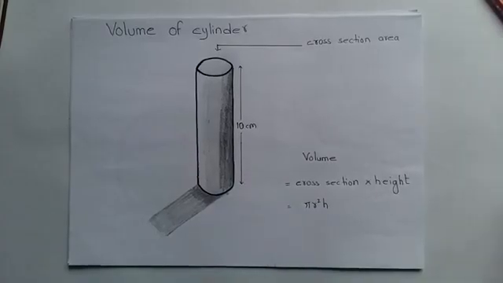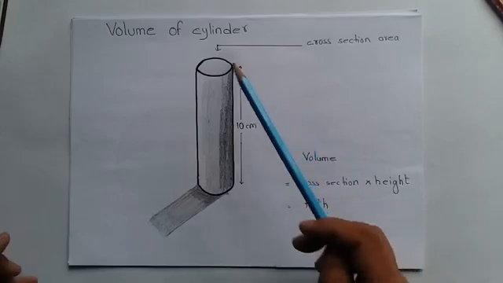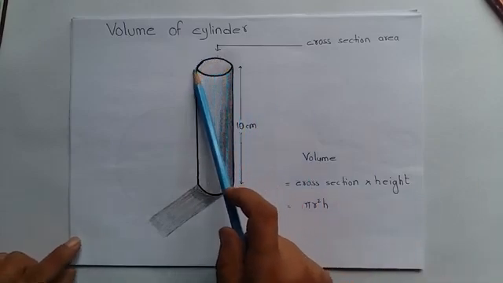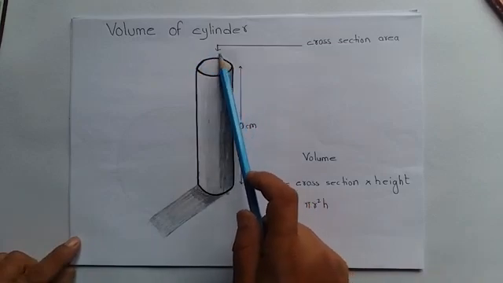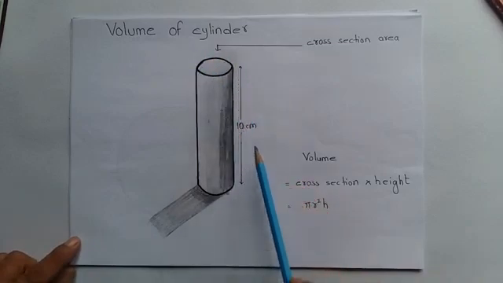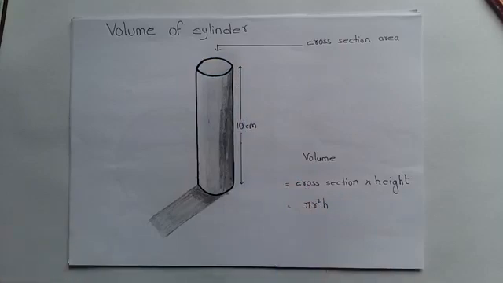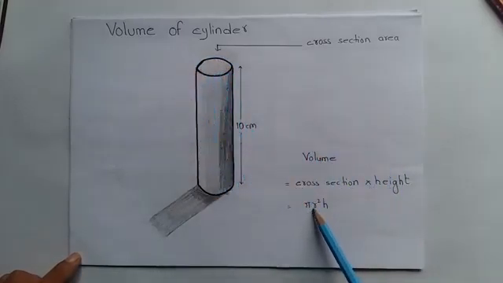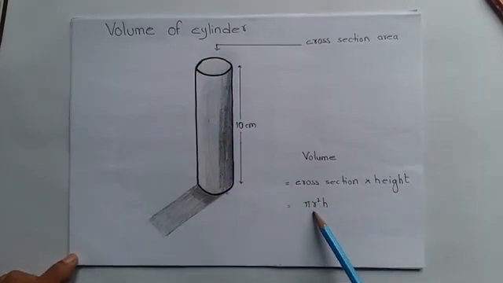Here we have a cylinder. I tried to give it a 3D look, but it's not exactly that. It is a regular object, and to calculate the volume of a cylinder, this area is called cross-section area. We multiply the cross-section area with the height. The length of the cylinder is called the height. So volume of a cylinder can be measured by cross-section area times height, and the cross-section area is the area of the circle, so we use pi r square and the height is h. So the volume of cylinder is given by pi r square h.